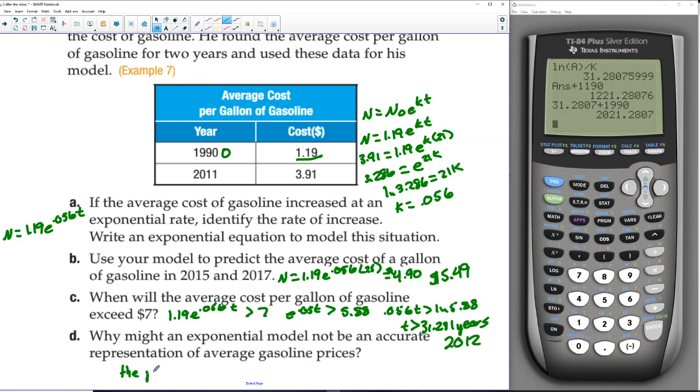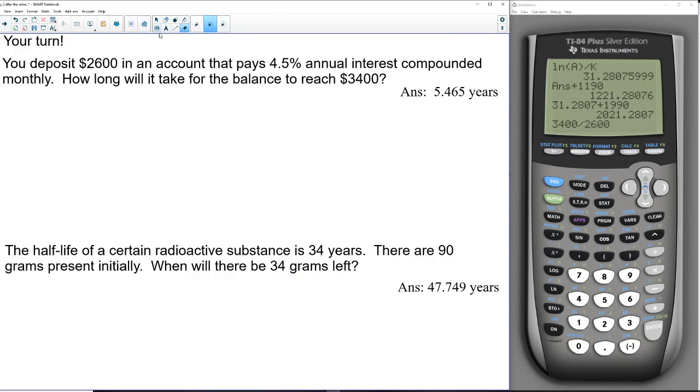The prices may not be increasing exponentially. And they probably aren't. Exponential growth happens very quickly. With your partner, try to get 5.465 for the answers on this one and 47.749 years on the next one.